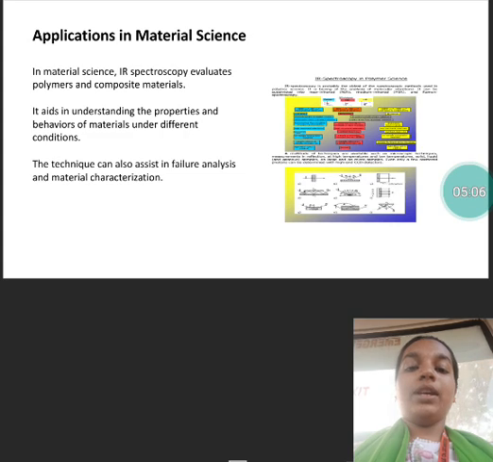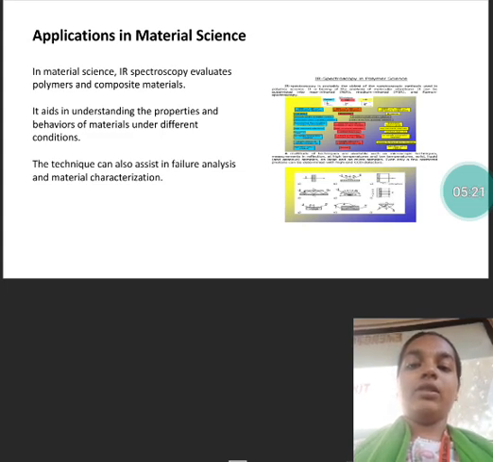Next slide, applications in material science. In material science, IR spectroscopy evaluates polymers and composite materials. It aids in understanding the properties and behaviors of a material under different conditions. The technique can also assist in failure analysis and material characterization.